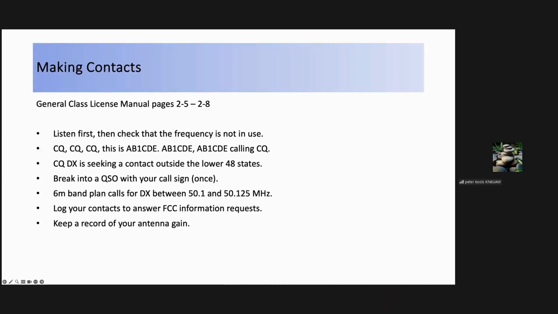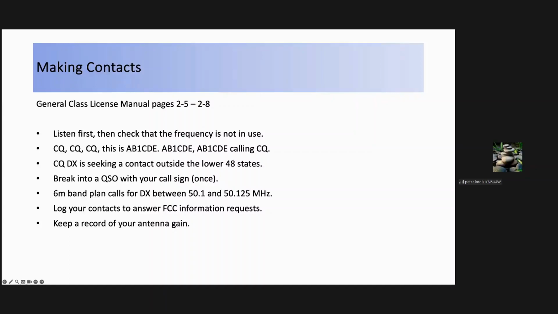You say that once or twice, and then you listen, see if anybody responds. If you don't hear anything in 5 or 10 or 15 seconds, try it again. And if you keep at it, you will usually get someone who's interested in talking with you. CQDX is seeking a contact outside of the continental 48 states. So you're looking for contacts, assuming you're in the continental US, in Alaska or Hawaii or any other country around the world.